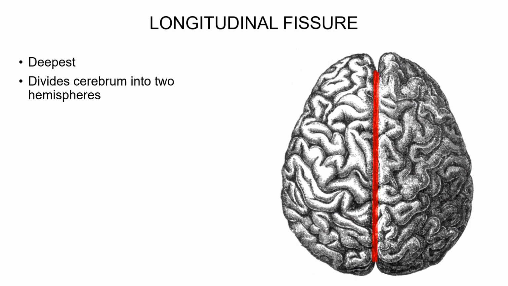Once again, the longitudinal fissure is the deepest, and it separates the left hemisphere from the right hemisphere. And what you'll notice is at certain parts, these hemispheres don't even touch one another. There's actually a really large space between the left and right brain. And let's move on to the next slide, and I'll show you what actually does connect them.